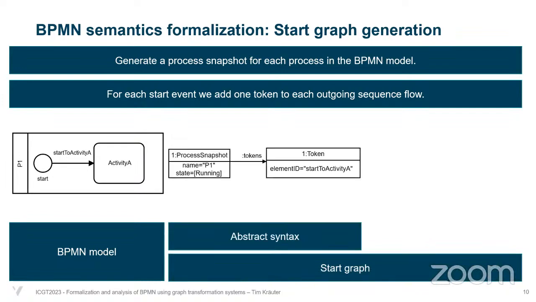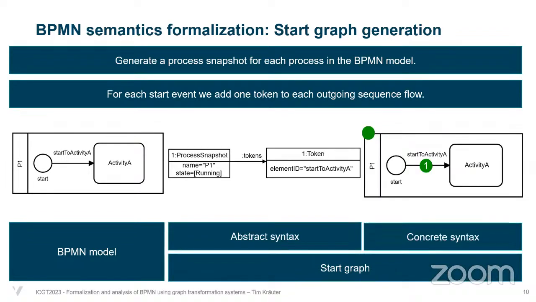And if we generate the start graph, again, abstract and concrete syntax, choose which one you like more. I like the concrete syntax more. We have this one process snapshot, this is the one on the top left, and we have the one token on the outgoing sequence flow of the start event, which is the green circle with the one. So this is the start graph for this very simple model.